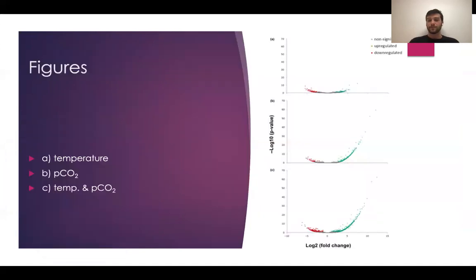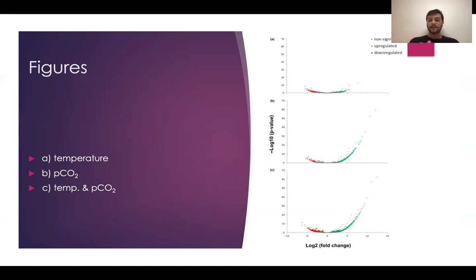Here are some figures from the graphs. This top one here shows the lobsters that were in the elevated temperature environment. The red dots on the left are down regulations in genes affecting shell formation and immune system. The green dots show the up regulation in immune system and shell development genes. So it was slightly affected by the environment of high temperature.